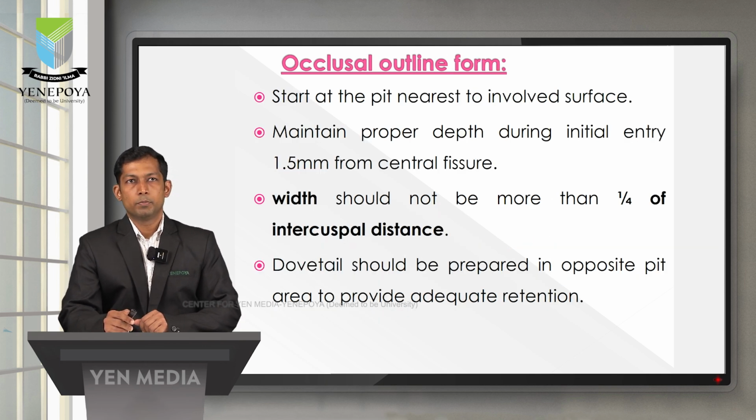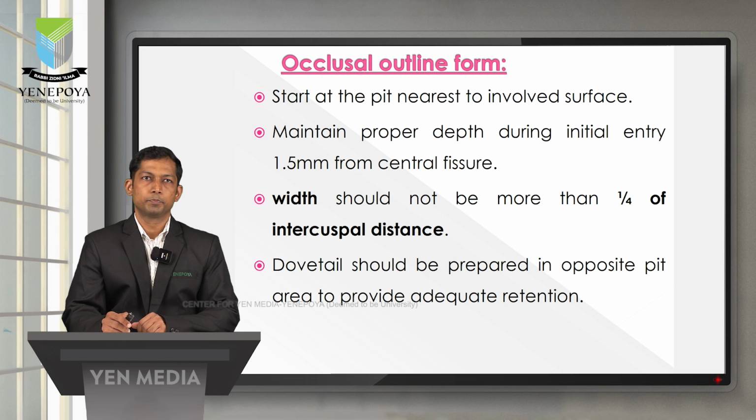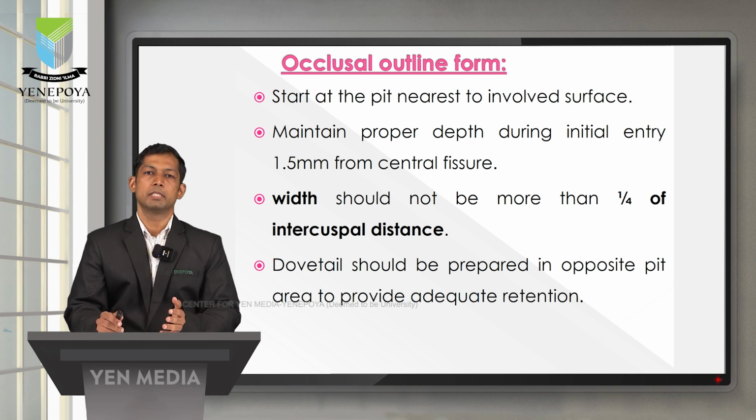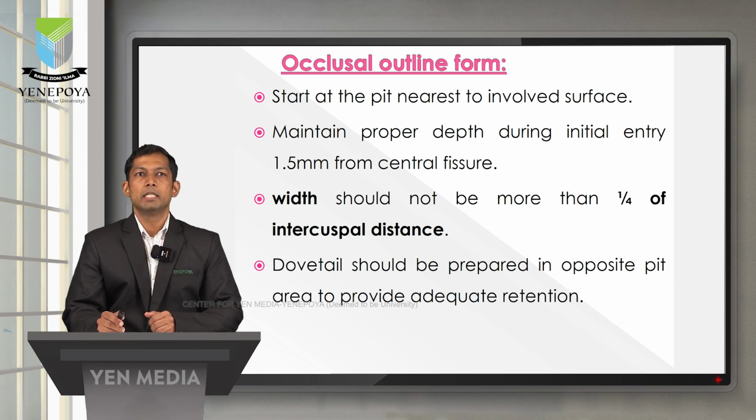Now let us go to the procedure, how it is prepared. Start at the pit nearest to the involved surface. That is, if you go for a mesial cavity preparation, start from the mesial pit. If you are preparing a distal cavity preparation, start from the distal pit. Maintain proper depth during initial entry, 1.5 millimeter from the central fissure, which should not be more than 1/4 of the intercuspal distance. Dovetail should be prepared in the opposite pit area to provide adequate retention.